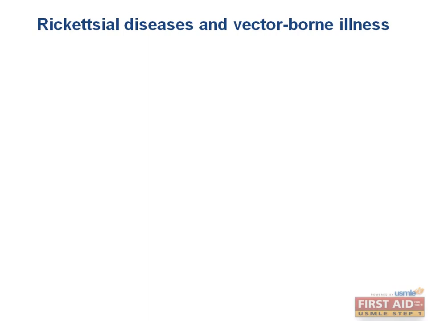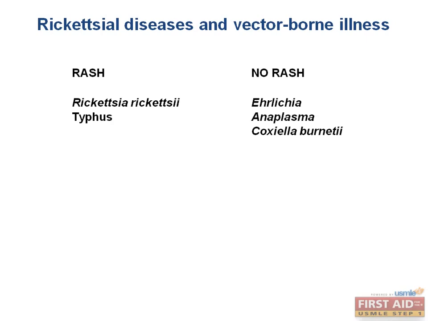Let us first talk about the most striking feature that helps us differentiate these various infections. Of course, I'm talking about the vasculitic skin rash that is associated with Rickettsia rickettsii and typhus. Contrast this with Ehrlichia, Anaplasma, and Coxiella burnetii, which are never associated with a rash. And what is the classic triad of Rickettsia and typhus? The answer is headache, fever, and of course our vasculitic rash. Okay, what is the cause of this rash?